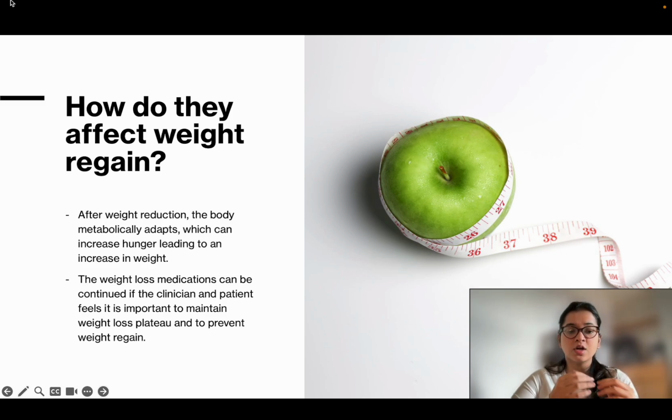increase in weight. So, weight loss medications can be continued for a longer period of time only on the advice of a doctor and not by the patient alone. It's important if the clinician and the patient both feel that it is important to maintain the weight loss plateau and prevent weight gain. So, the weight loss medications can be continued in that particular situation.